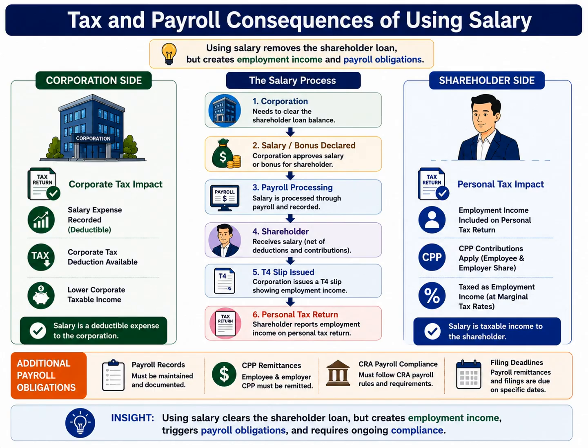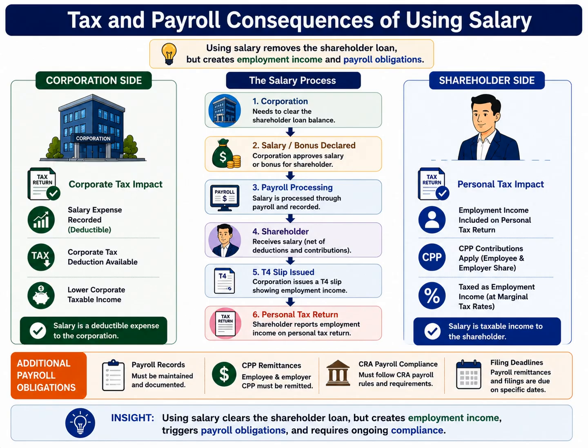From the shareholder's perspective, the treatment is quite different. The shareholder now has employment income. That income must be reported on their personal tax return and is taxed according to the employment income rules. The corporation will issue a T4 slip showing the salary or bonus amount along with any applicable deductions and contributions. Unlike dividends, salary is generally subject to CPP contributions.